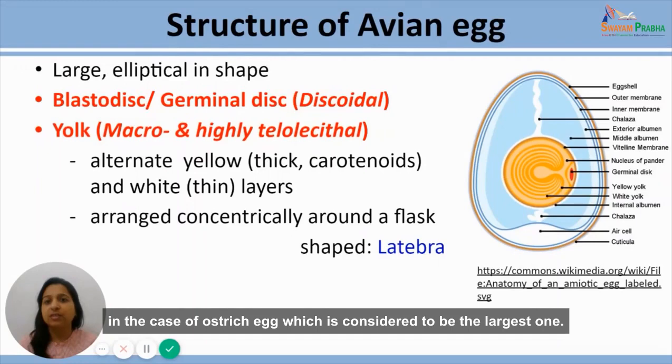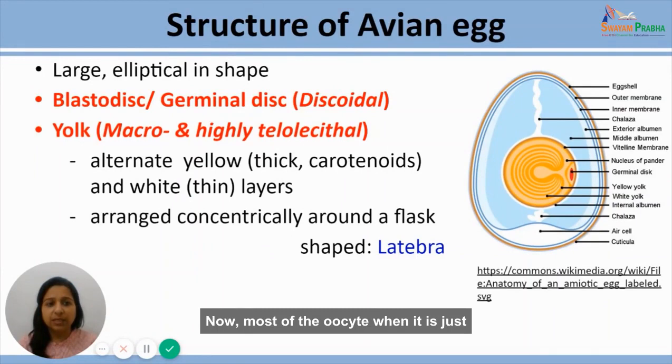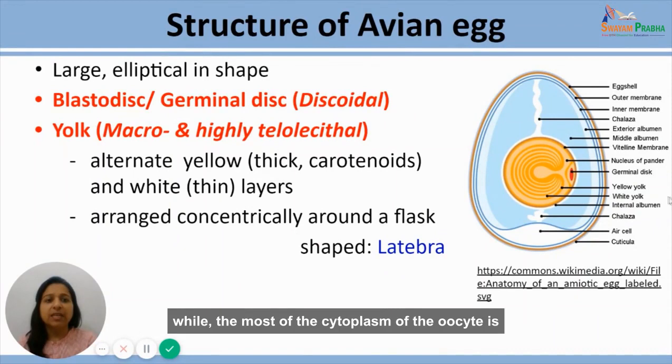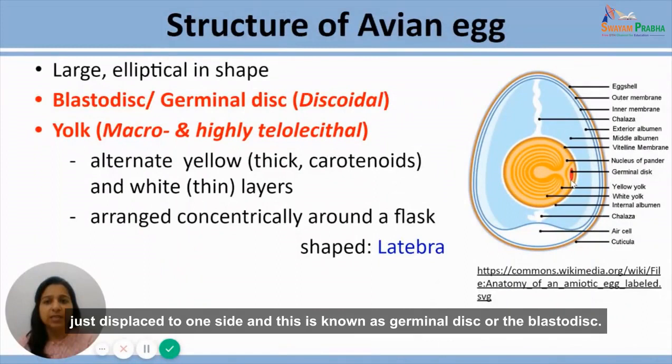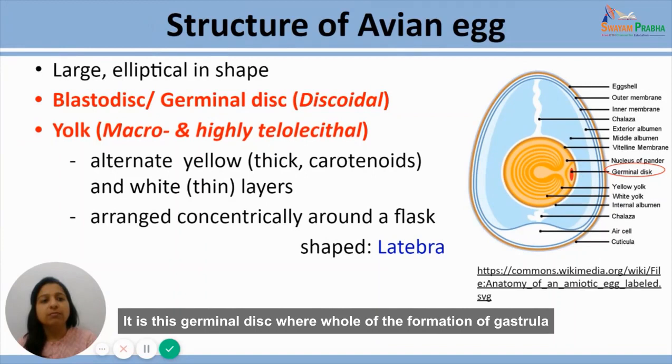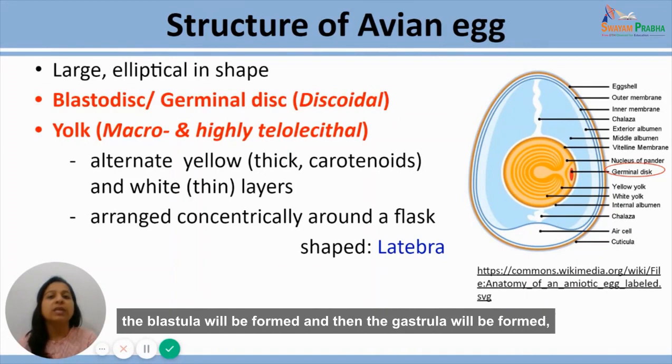Now, the oocyte, when it is just ready to be fertilized, is covered with yolk. This makes the egg macrolecithal and highly telolecithal in nature, while most of the cytoplasm of the oocyte is displaced to one side, and this is known as germinal disc or the blastodisc. It is this germinal disc where the whole formation of blastula and all the cleavages will happen. The blastula will be formed and then the gastrula will be formed.